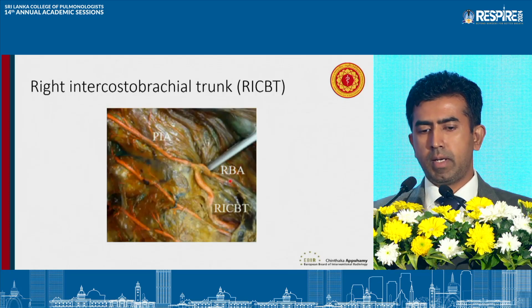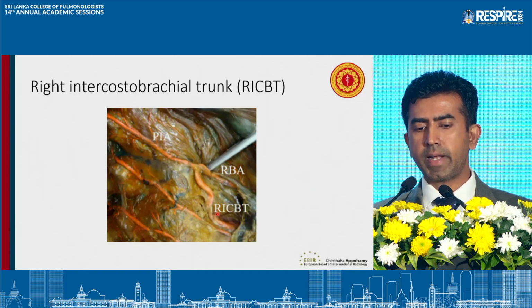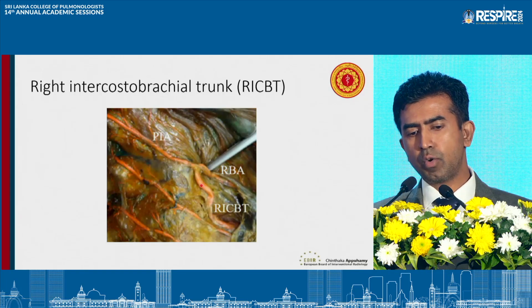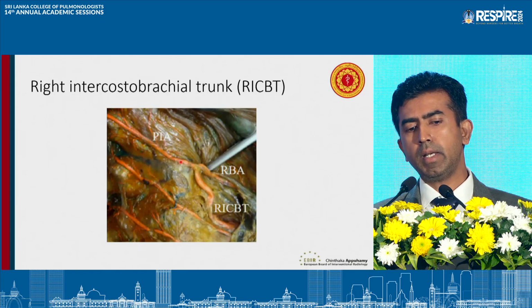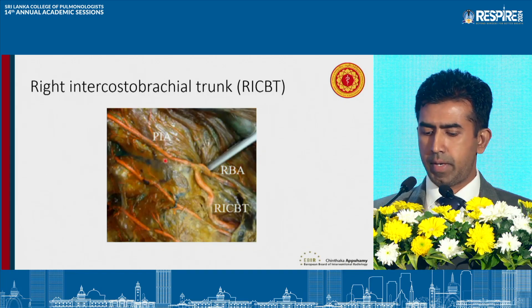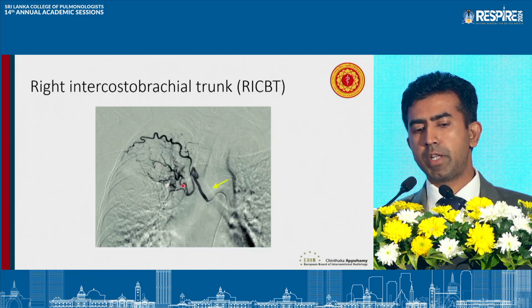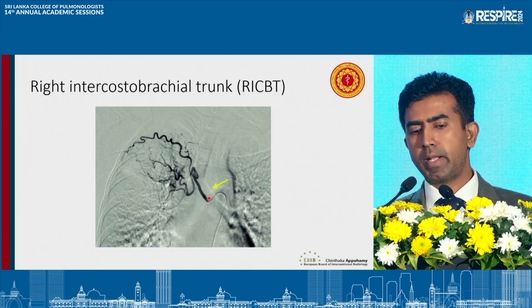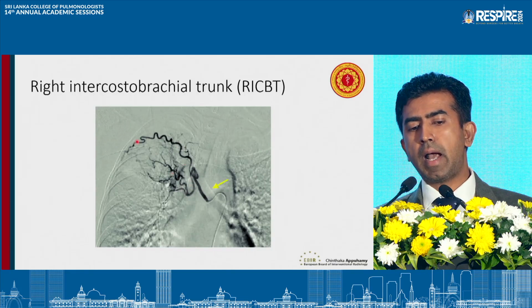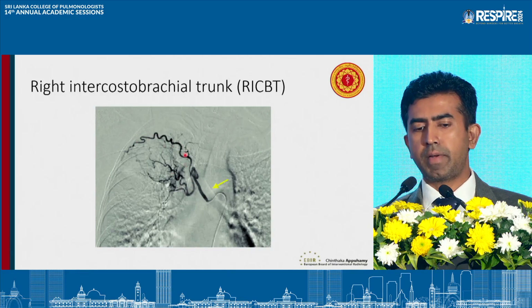This snapshot demonstrates the commonest finding of a right intercostobronchial trunk. It divides into the right bronchial and the posterior intercostal artery. This is an example snapshot image from a DSA angiogram demonstrating the common trunk, and this is the right bronchial artery and the dilated posterior intercostal artery as well.